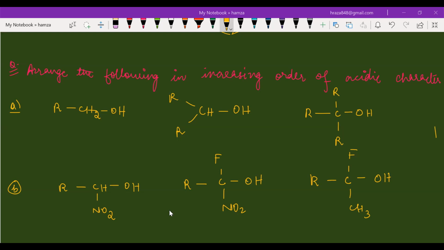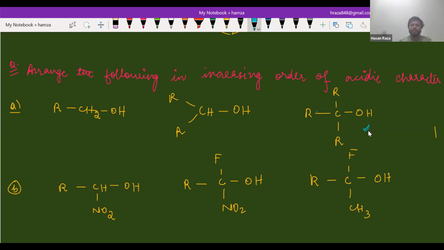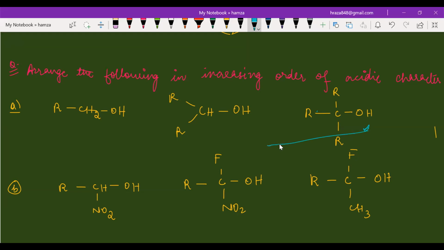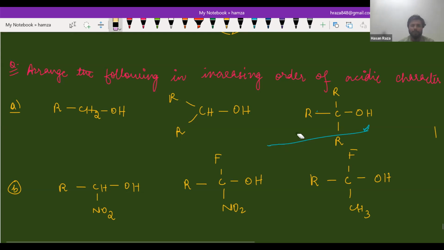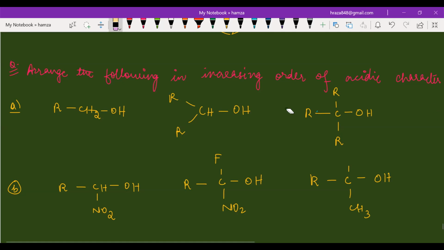Sir, for the first one, the third one, and then second one, and then first one. Increasing order of acidic character. This is the lowest. No, that's the biggest. The weakest. Yeah. That is the strongest, right? Yes. Okay. So you thought it is tertiary, that's why it should be. Isn't it because it's symmetric? No. Acidic character, first of all, are you done with the question?